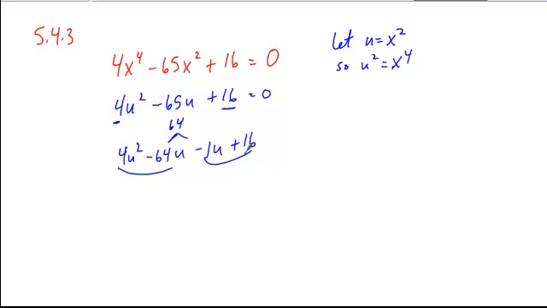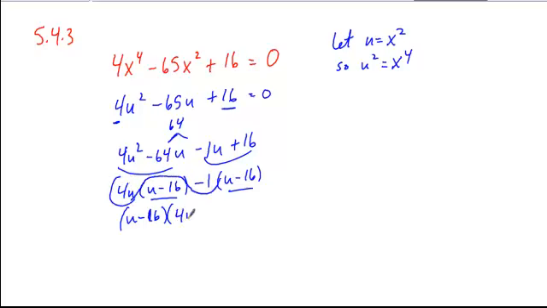and factor by grouping. So from the first pair of terms, I can remove a 4u, leaving a u minus 16. And from my second pair of terms, there's no common factor, so I'll just take out a negative 1, leaving u minus 16. I have a common binomial factor, u minus 16, and my factors of 4u and minus 1 become the terms of my other binomial.